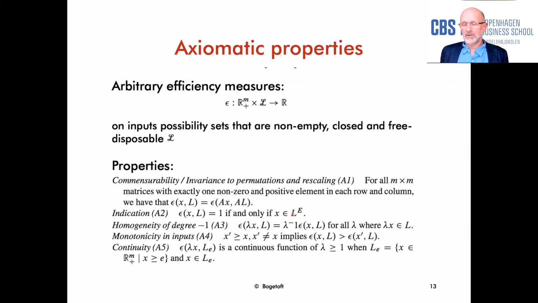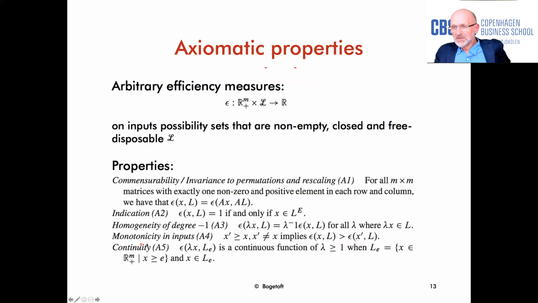The third assumption, or property, is that of homogeneity of degree 1. Basically it means that if you double your input consumption, then your efficiency level is halved. So if you multiply lambda on the input vector, then your efficiency score is lowered by the factor lambda. This is supposed to be lambda to the power of -1. This one should have been in superscript.